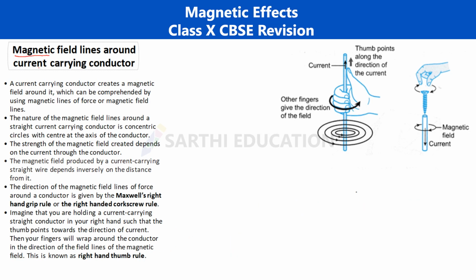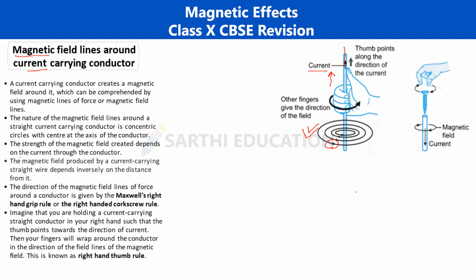Our next topic for today is magnetic field lines around a current carrying conductor. A current carrying conductor creates a magnetic field around it, as shown here. Suppose this wire is carrying a current in this direction. Now these concentric circles show the direction of magnetic field lines given by the arrows.